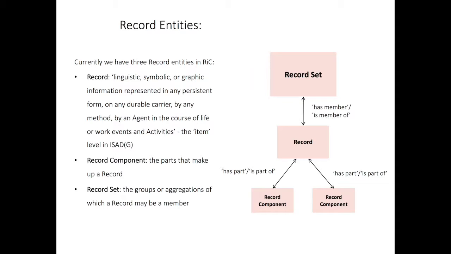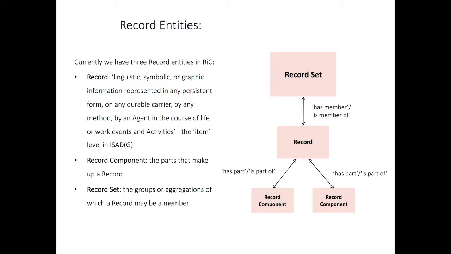And seen here are the most significant changes from ICA-RiC, as I think Daniel has already suggested. The draft has three distinct entities, representing the record, its parts, and the group or groups of which it may be a member. So centrally then, we have the record entity, and we have one definition here. I'm not going to give all the definitions, but this one is important because it's broad. The linguistic, symbolic or graphic information represented in any persistent form, on any durable carrier, by any method, by an agent in the course of life or work events and activities.